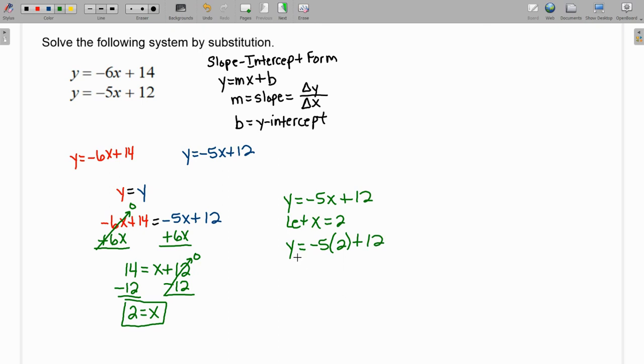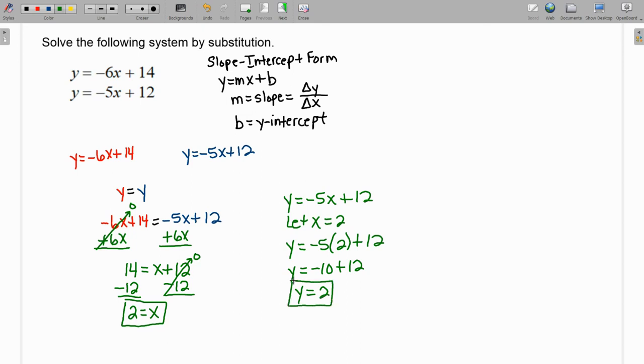From here, I'm going to take and combine the negative 5 and the 2 through multiplication. So I'm going to say y equals negative 5 times 2, which is negative 10, plus 12. And then y is going to be equal to the combination of these two. When I take a negative 10 plus 12, that's going to give me a positive 2.